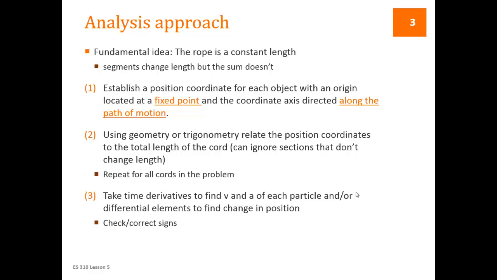While we're doing this, we can ignore sections that don't change length. And we'll see this in the examples. We repeat this for all of the different ropes or cords in the problem. Then we take time derivatives or differential elements to find either the velocity or the acceleration in terms of the time derivatives, or a change in position for the differential elements. And then we look at our signs, and we can tell from our problem if one box moves down, the other box is going to move up or down or something of this sort. We need to make sure that the signs in our final answer match that.